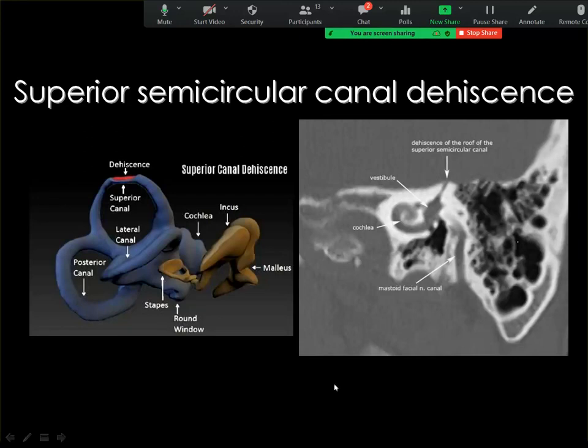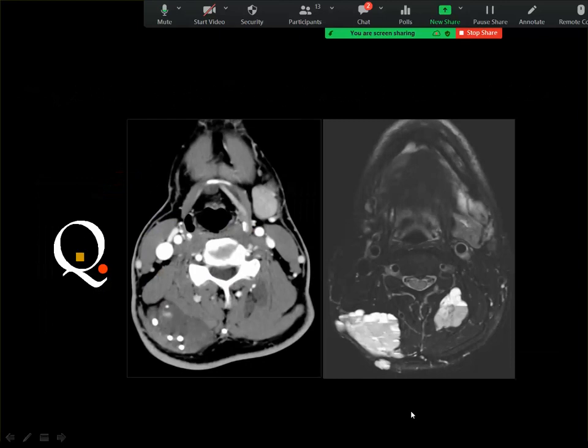And you know that sometimes the bony covering of the superior semicircular canal is deficient and the canal is dehiscent, as you can see in this diagram and this CT scan. And the arrow points to the deficiency of the bony ridge covering the superior semicircular canal, diagnostic of superior semicircular canal dehiscence syndrome.